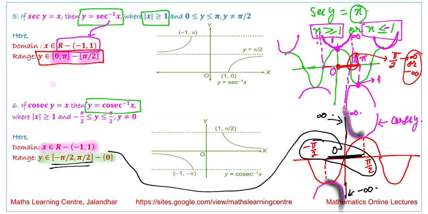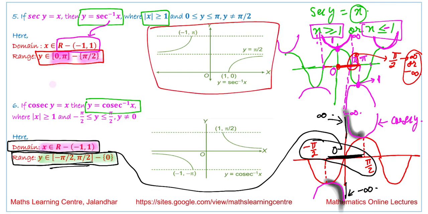So what we obtain from this is that the range of this function is minus pi by 2 to pi by 2 except the point 0, and the domain of this function is R minus the points lying between minus 1 and 1. And the graphs of these functions are shown over here.